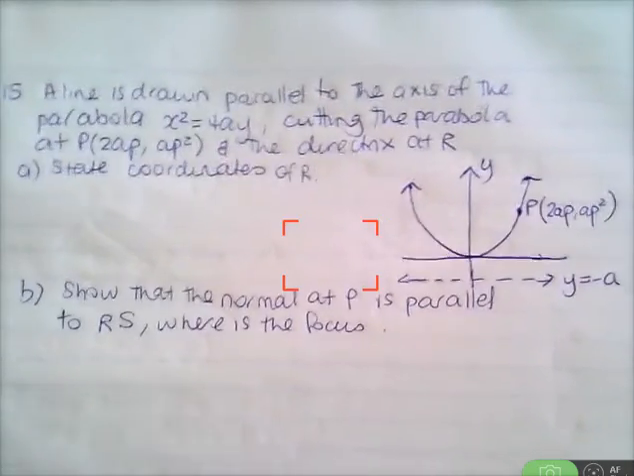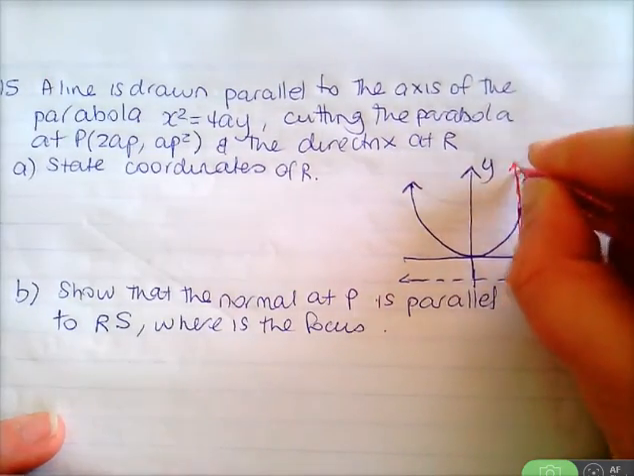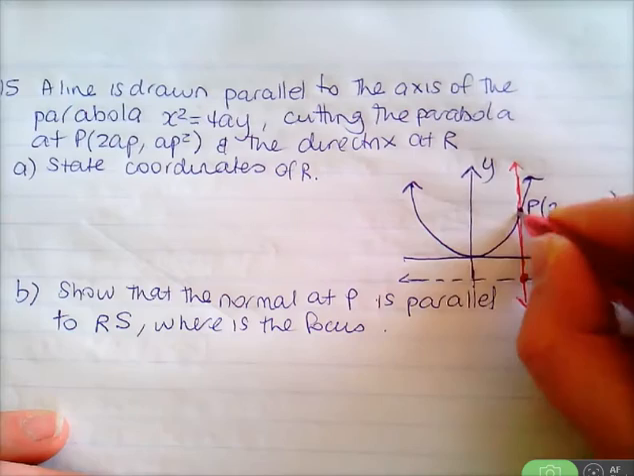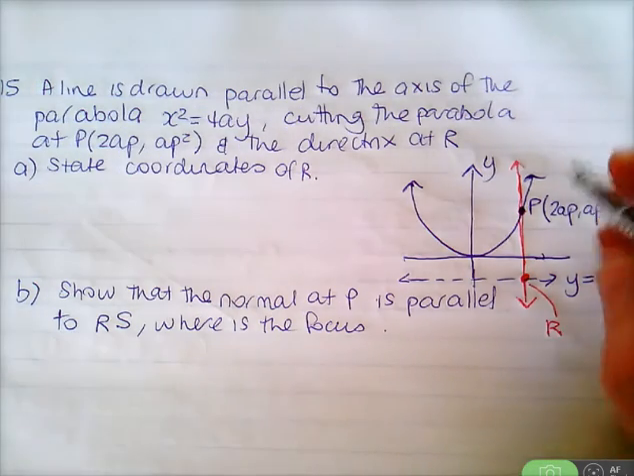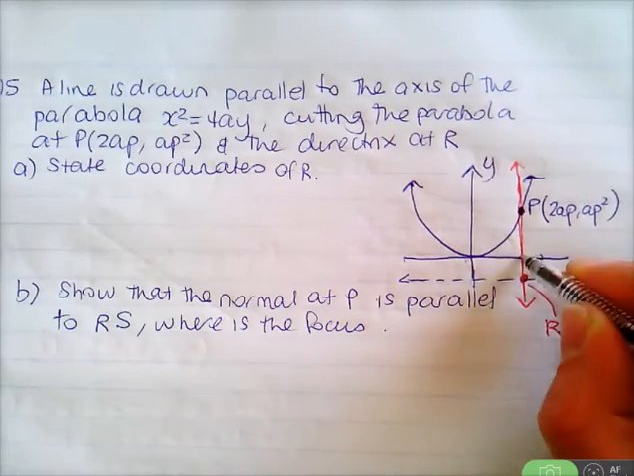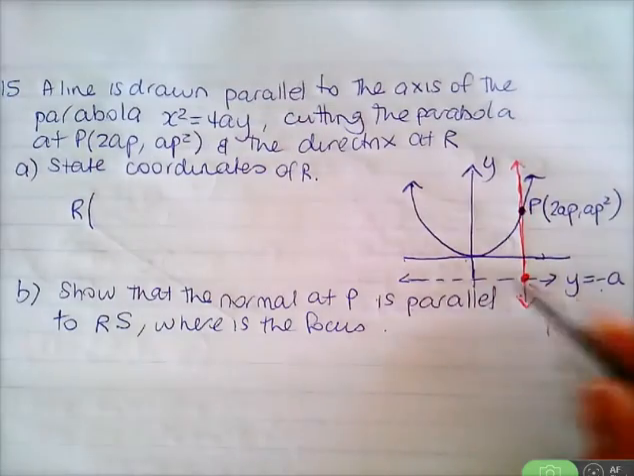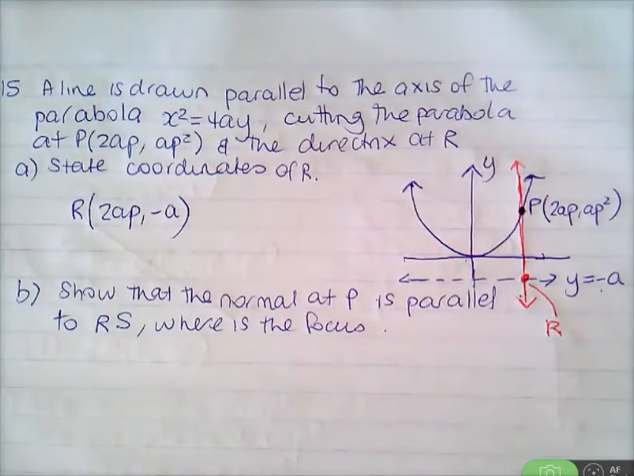So we know the line goes up and down through P. So it goes up and down, passes through the directrix at R. So that's point P. This is point R in there. You should be able to give me the coordinates of R straight away. So here's my directrix, y is negative a. Give me the coordinates of R. 2ap across, negative a down. Done. First part.